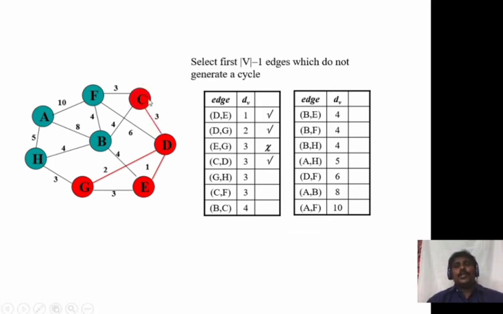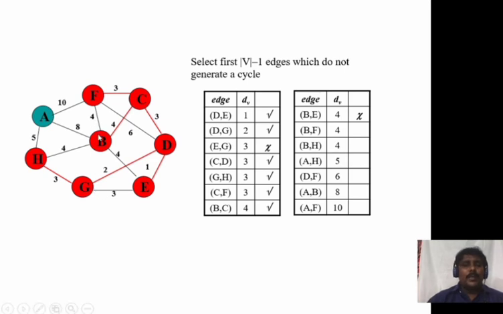Next, D to C. So C to D is 3. So I have put a mark. Next, I have taken G to H. G to H is 3. Next, C to F, it is 3. Next, B to C. B to C, the weight is 4. So I have put 4.